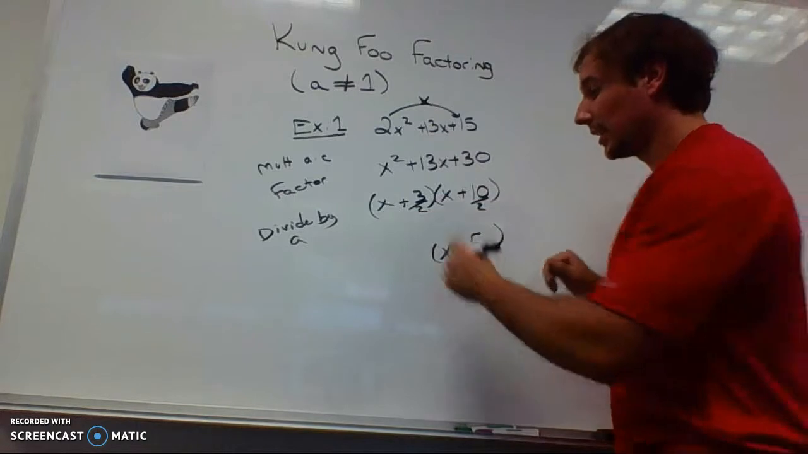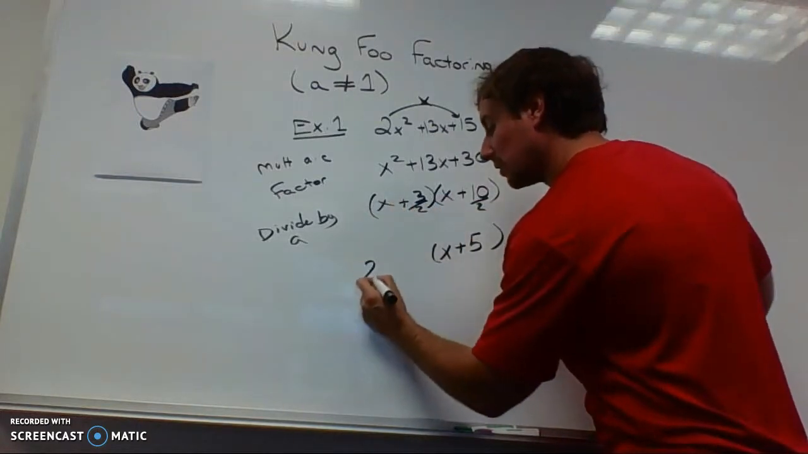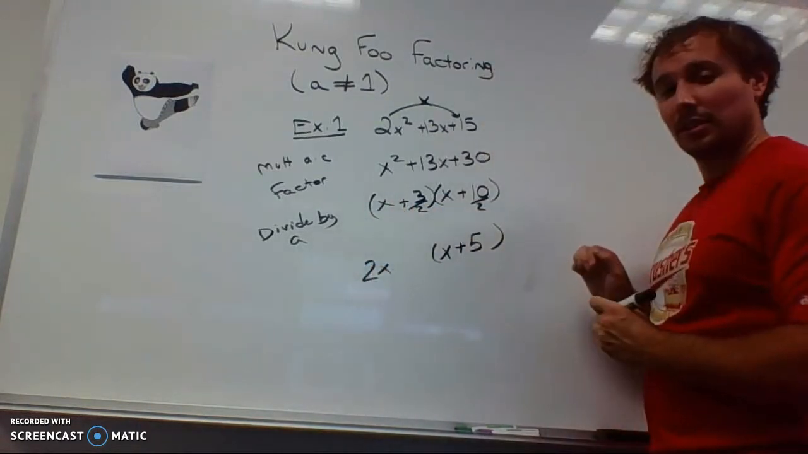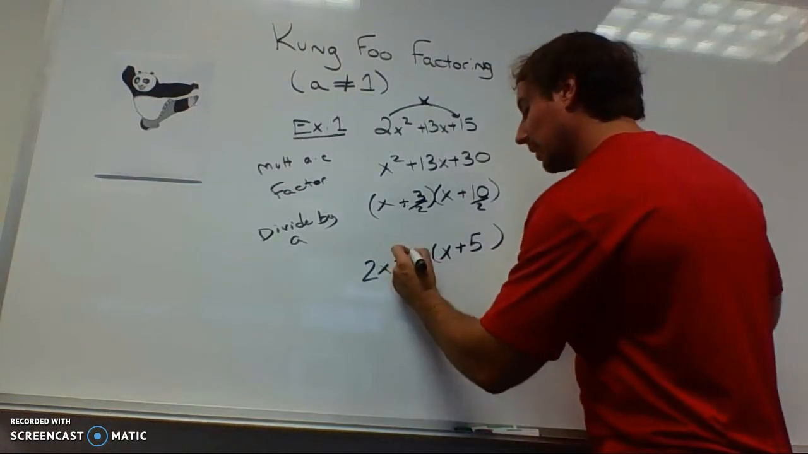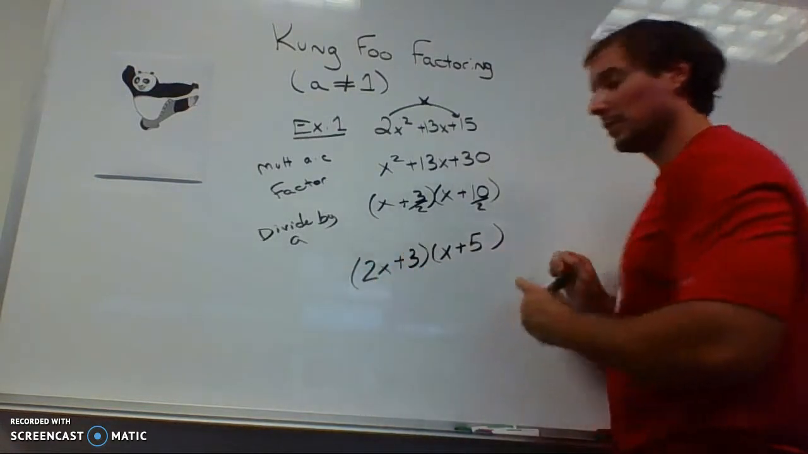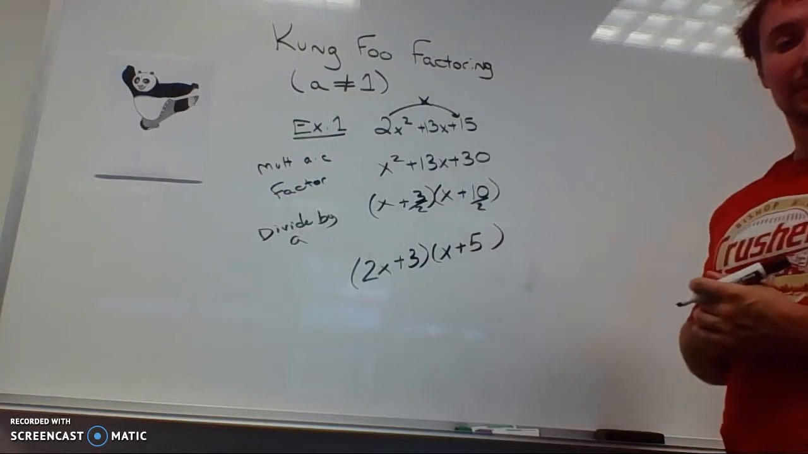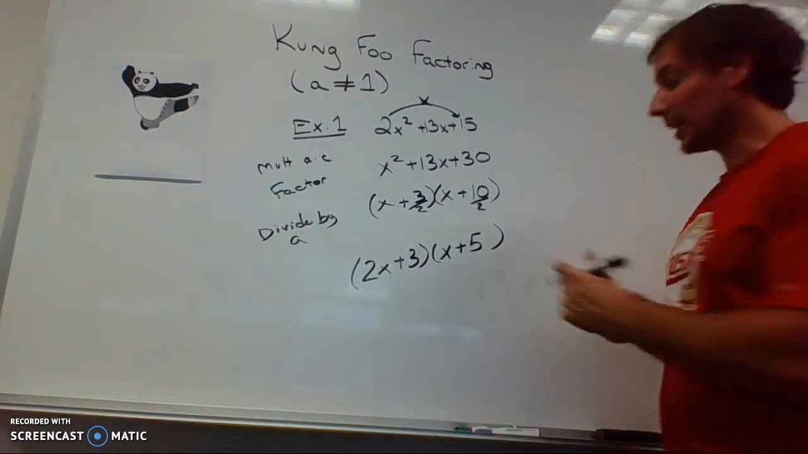So this is where it gets really, really neat. So what I do is I take that 2 and I put it in front of my x. So now I have a 2x. And I just leave the 3 there. So I have 2x plus 3 times x plus 5. And I'm done. That's my answer.